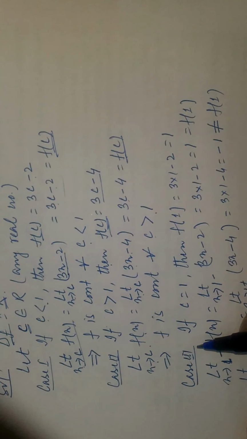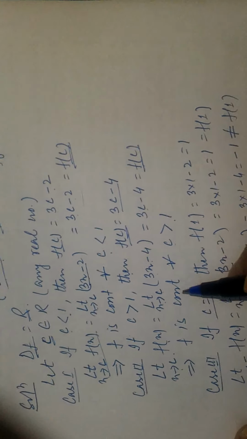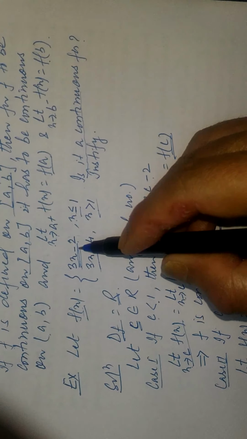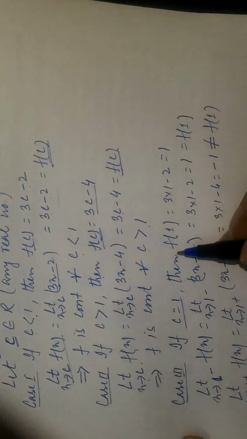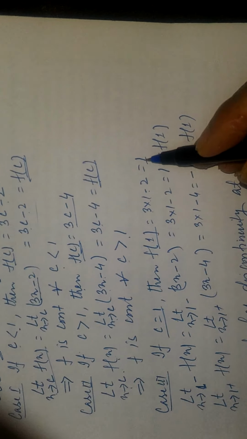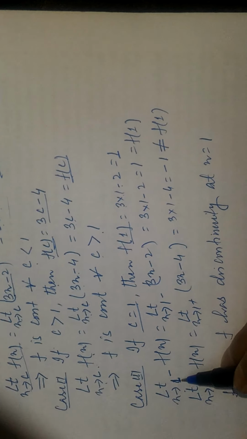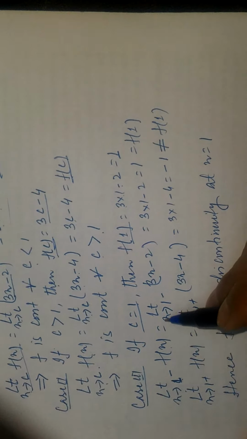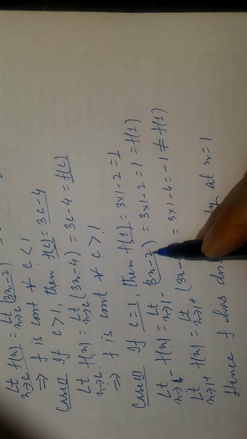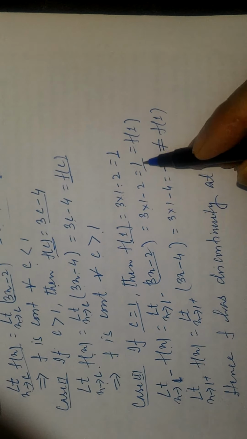Now the third case is if c is equal to 1. If c is equal to 1, we again have the function for equal to as 3x minus 2. So we write f of 1 as 3 into 1 minus 2, that is equal to 1. Now the left hand limit, x tends to 1 minus of f of x. We directly take the function because it is defined for less than 1. Substituting the value, we get 1.